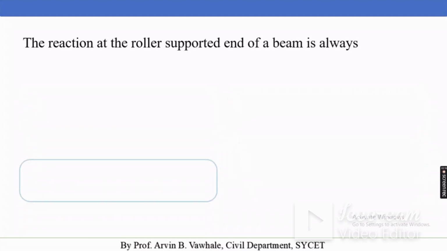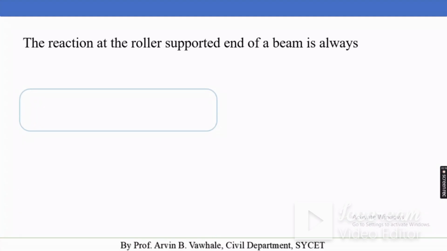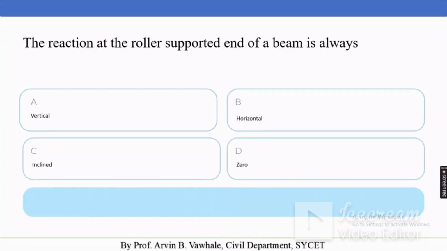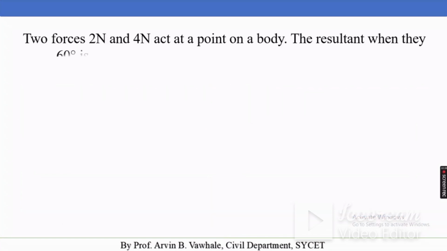5. The reaction at the roller-supported end of a beam is always A, vertical. B, horizontal. C, inclined. D, 0. The answer is option A, vertical.